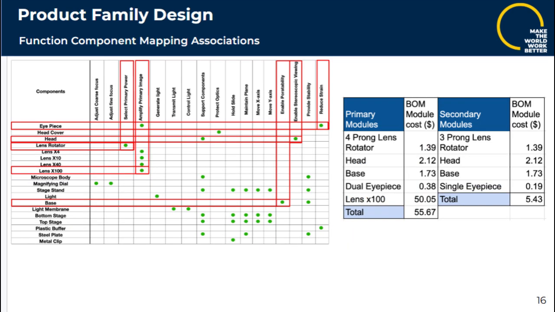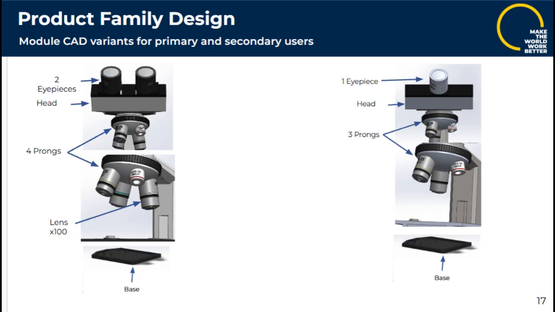This slide shows the function component mapping associations between the primary and secondary consumer modules. As you can see, the researchers and scientists will be paying more for their stereoscopic view with the 100 magnification lens and the dual eyepiece, whereas the secondary consumer modules only include a 3-prong lens rotator and a single eyepiece. In these pictures, you see the CAD visualization of the component designs for the primary users on the left and for the secondary users on the right.